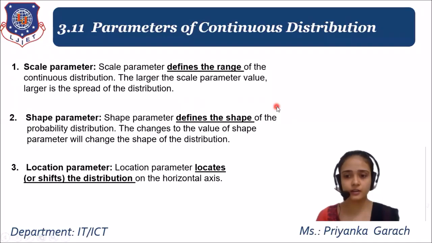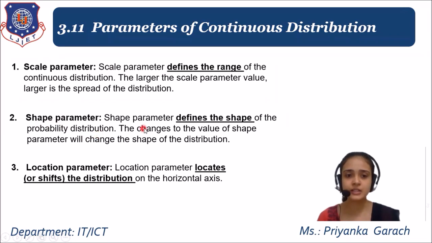So previously, whatever distributions that we have seen, those are the part of the discrete ones. Now we will see the continuous distributions. So let's start with the parameters of the continuous distribution. So it has 3 parameters, that is the scale parameter, shape parameter and the location parameter. So the scale parameter defines the range. What is range? Now you all know, that is the high value minus the low value. So the scale parameter defines the range of the continuous distribution.